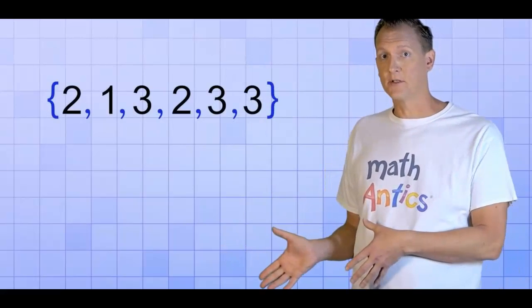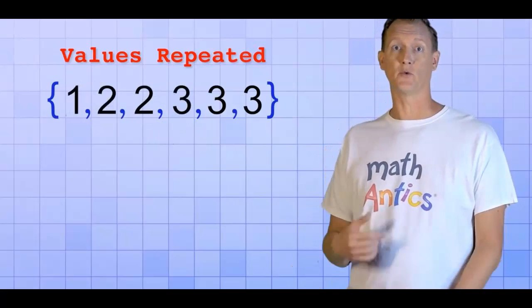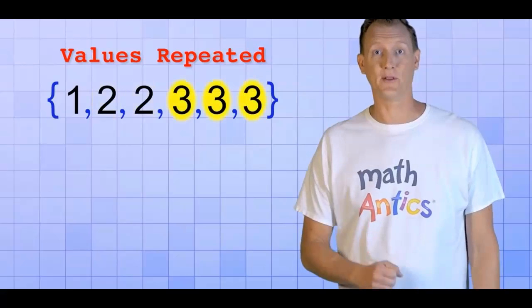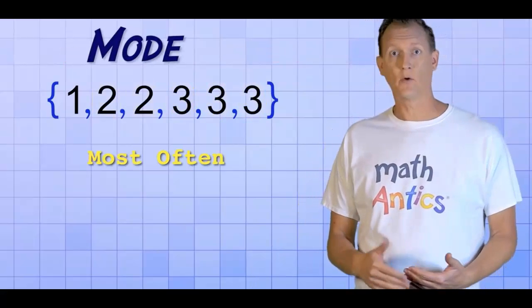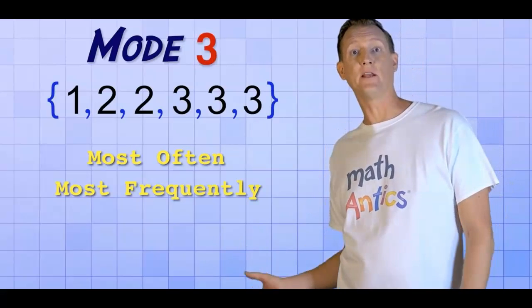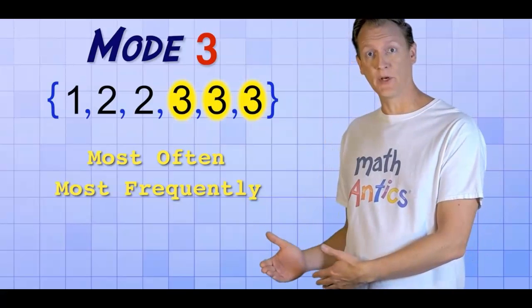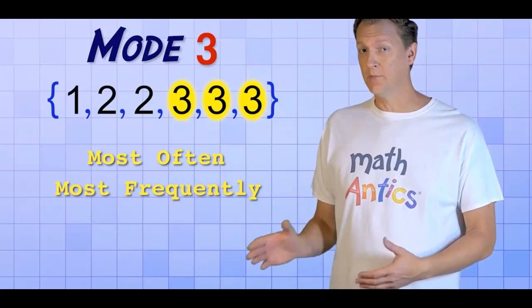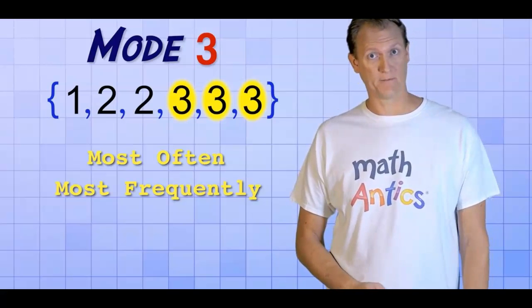This set has 6 members, but some of the values are repeated. If we rearrange them, you can see that there's 1, 1, 2, 2s, and 3, 3s. The mode of this data set is the value that occurs most often or most frequently, so that would be 3 since there's 3 3s. Now don't get confused just because the number 3 was repeated 3 times. The mode is the number that's repeated most often, not how many times it was repeated.